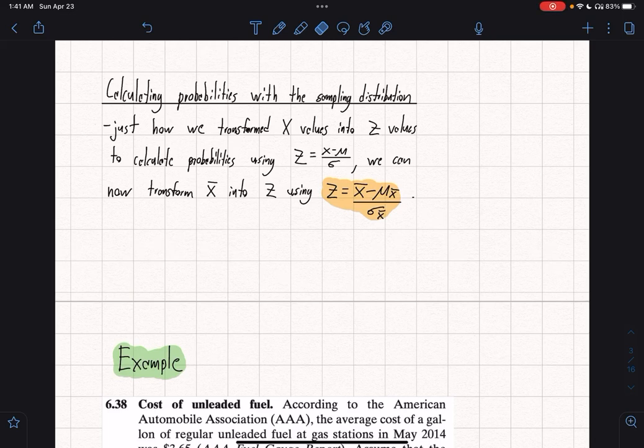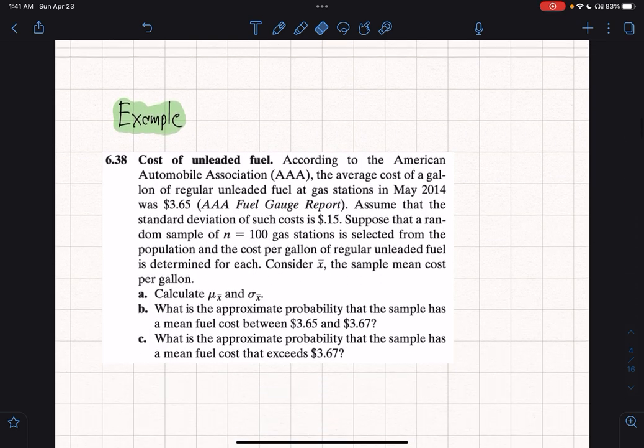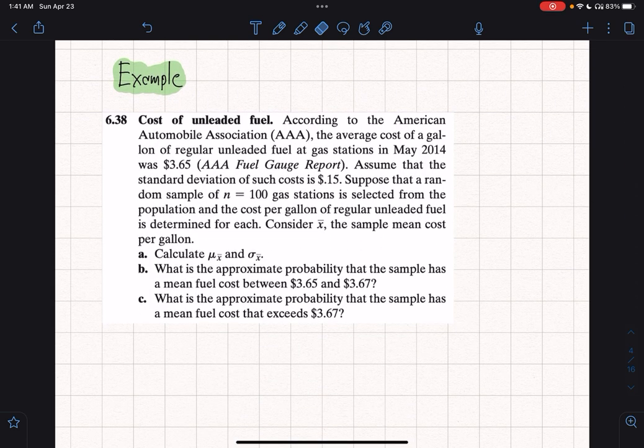We just learned about the sampling distributions and performing z-score transformations with our sampling distributions. So now we're ready to actually calculate a couple probabilities. So let's start with an example. So the cost of fuel.